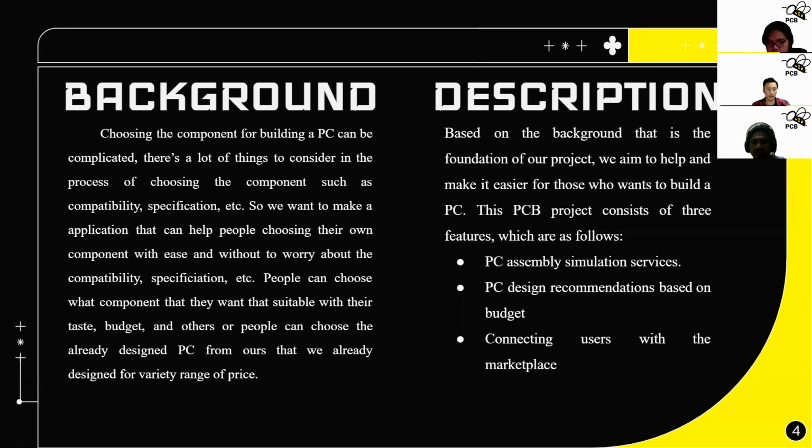So basically, our project description, or what our project is about, is a PC building simulation, which is composed of three main parts. The first part is PC assembly simulation. The second part is PC design recommendation, which will be divided into budget levels. And then the next one is giving people components based on category, so that they can go to the marketplace and find each component that they need.